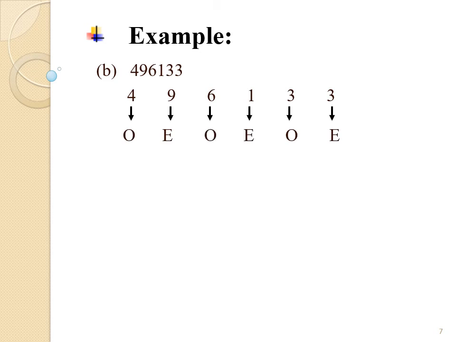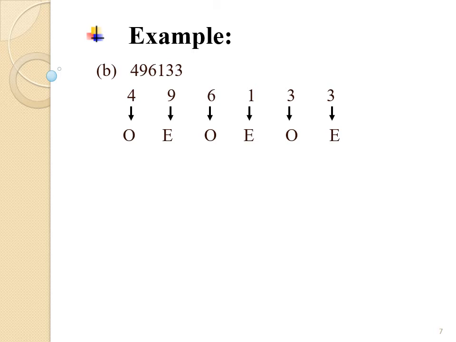Now, example B. 4,96,133 by pattern number 2. Students, look at this number pattern. This number represents O, that is odd, and E, that is even. Students, by whatever pattern we solve the sums, the rules are the same. We have to follow all the necessary steps in order to check whether a given number is divisible by 11 or not. So, now let us check 4,96,133 is divisible by 11 or not by following all the steps.